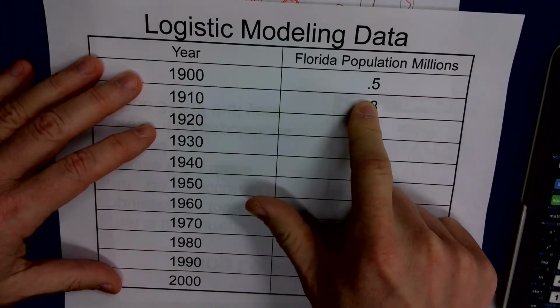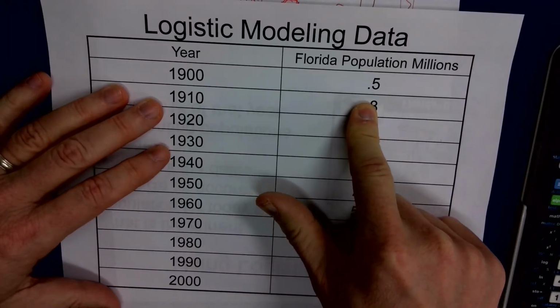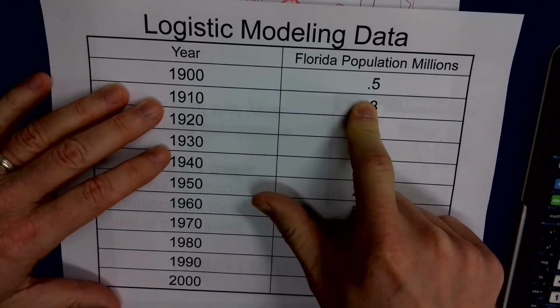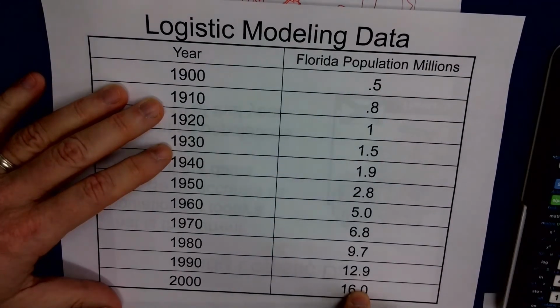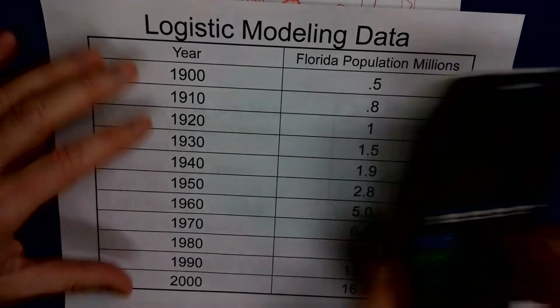There wasn't just half a person in 1900, a pair of legs just walking around going, what do I do? Of course, they couldn't even talk, right? Okay. In millions. So how do I go ahead and put that into my calculator?